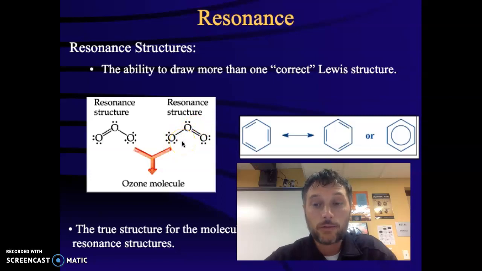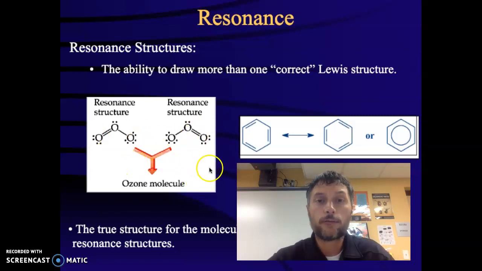So as we've talked many times, form controls function. So this molecule is electronegatively different from this molecule. The polarity is going to be different. The concentration of the negative charges is going to be different. So these molecules will function differently based on which version that we see.